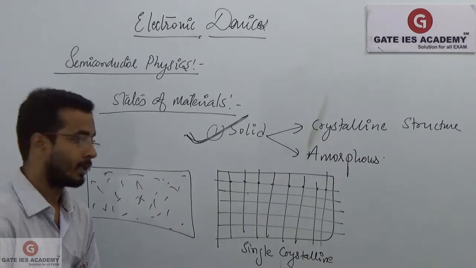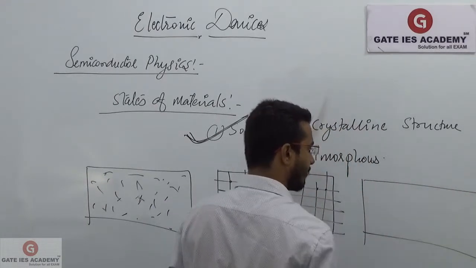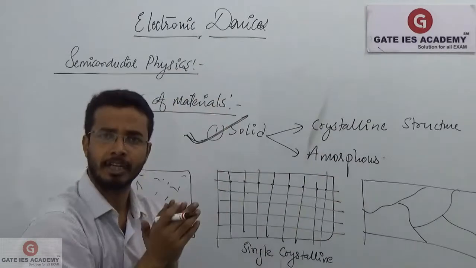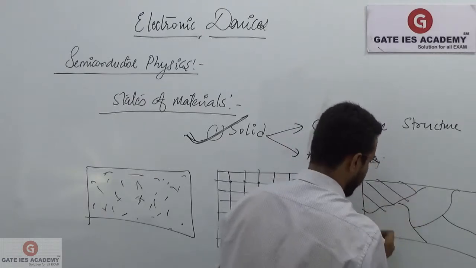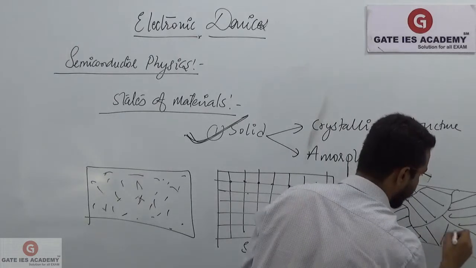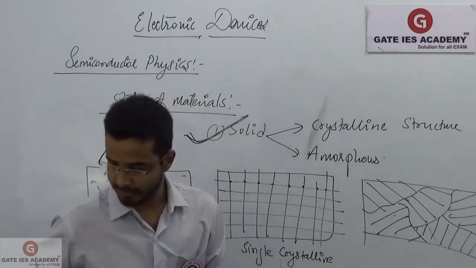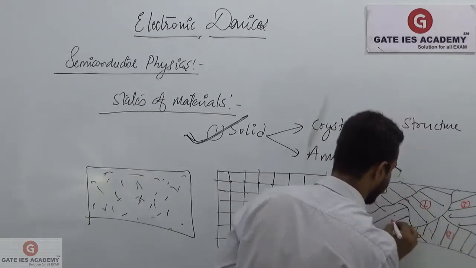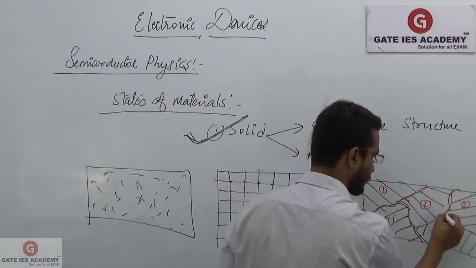But if I am having a particular solid, I have divided this into several parts. Because of some manufacturing defect or some other factor in this physical scenario, the arrangement of the atoms is not proper throughout the device. That means if I want to show it, this is region 1, region 2, region 3, region 4 and region 5. This is my region 1. I am separating all the regions.